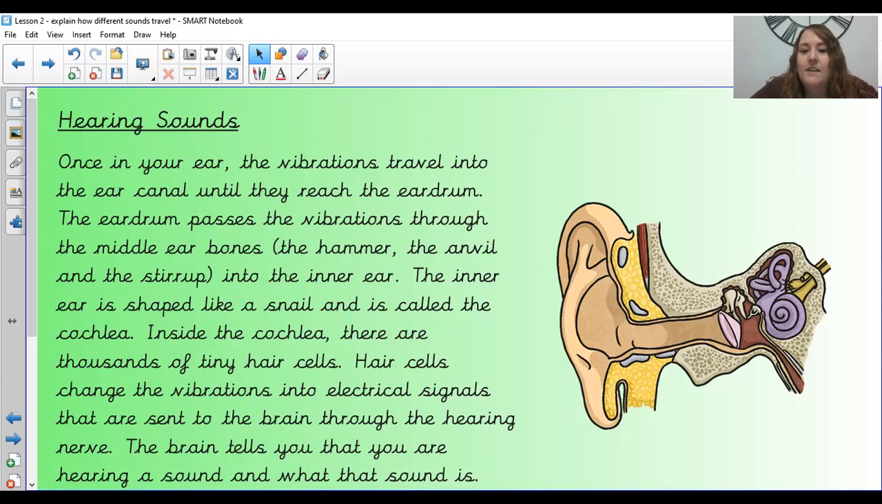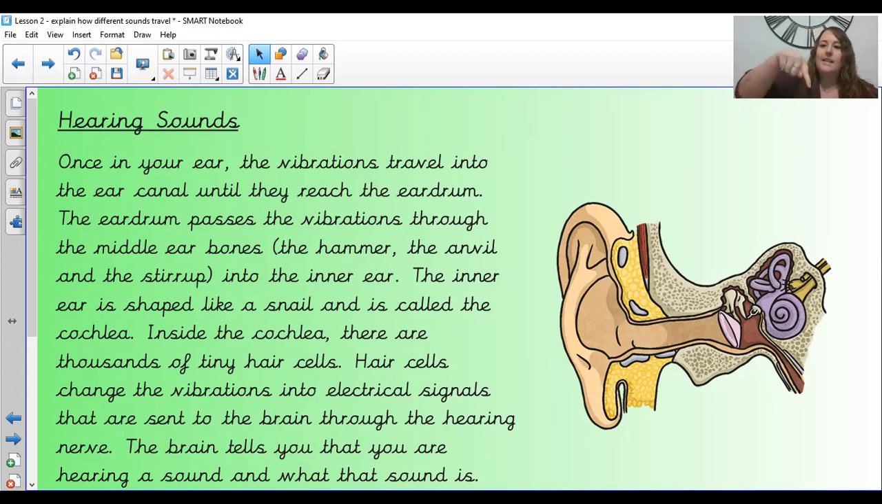The eardrum passes the vibrations through the middle ear bones, so the hammer, the anvil, and the stirrup, into the inner ear. The inner ear is shaped like a snail and is called the cochlea. Inside the cochlea, there are thousands of tiny hair cells, and hair cells change the vibrations into electrical signals that are sent to the brain through the hearing nerve. The brain tells you that you are hearing a sound and what that sound is.